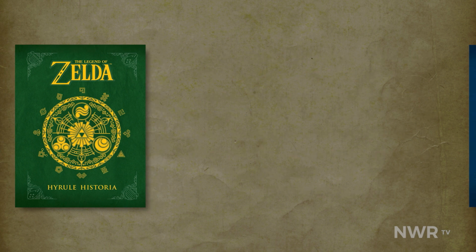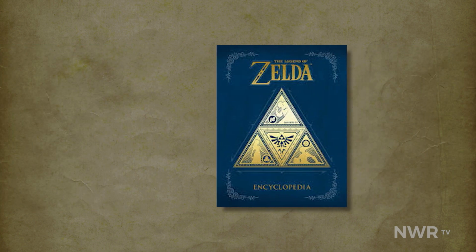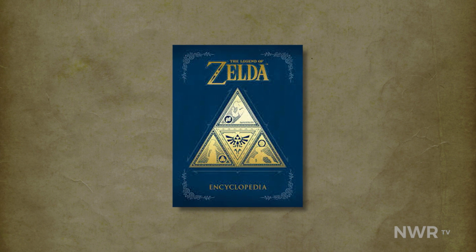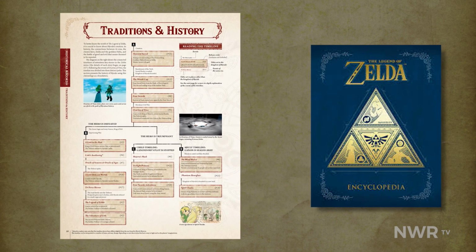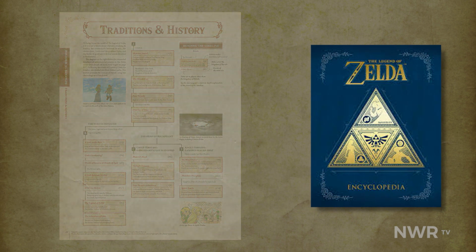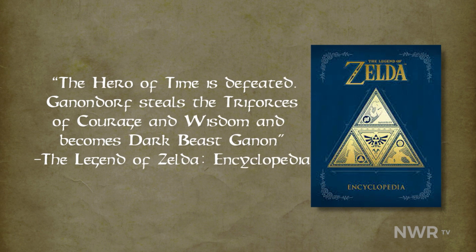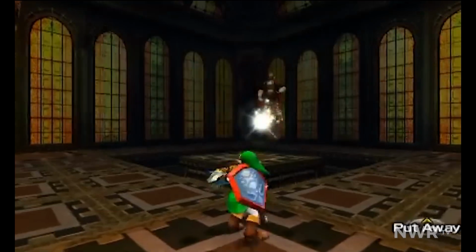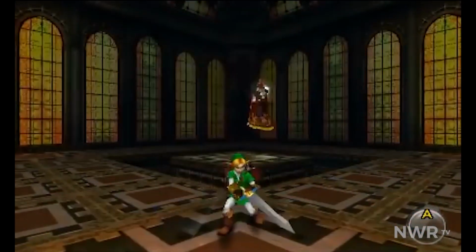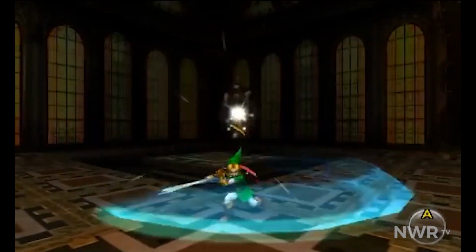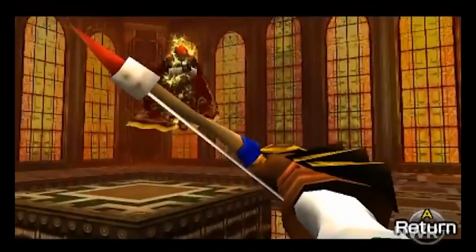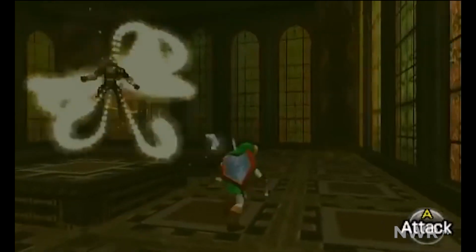Finally, for anyone curious, there is one final mention of the Fallen Hero timeline in the Legend of Zelda Encyclopedia. This book, which is from the same series as the Hyrule Historia, contains an updated version of the timeline. The only detail it gives on the Fallen Hero timeline is, the Hero of Time is defeated. Ganondorf steals the Triforce of Courage and Wisdom and becomes the Dark Beast Ganon. The events described could certainly represent the fight against Ganondorf at the end of Ocarina of Time, but that isn't the only battle that fits this description.